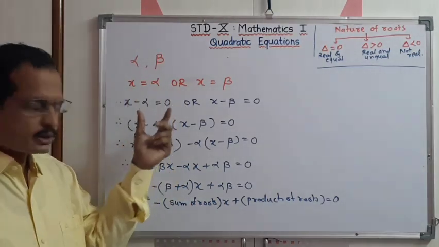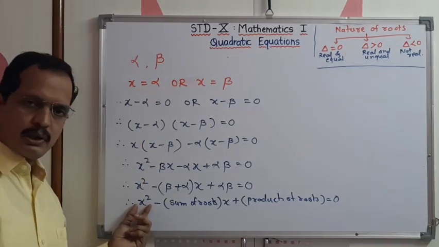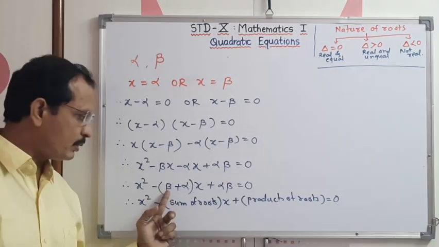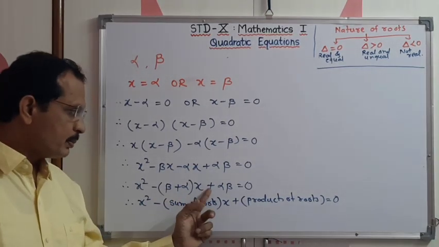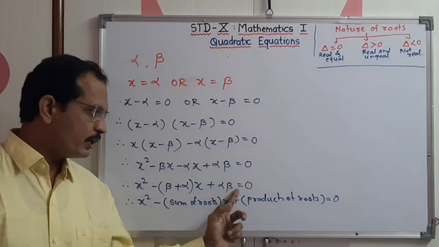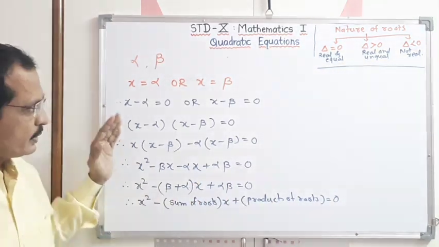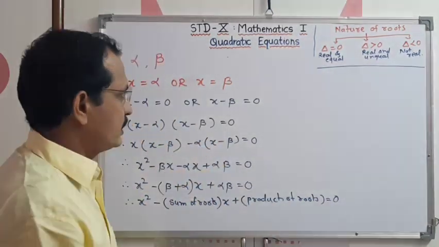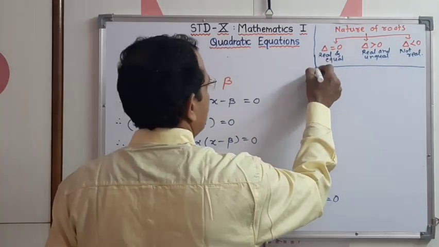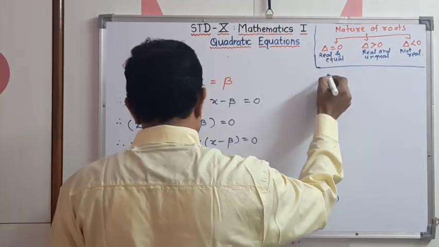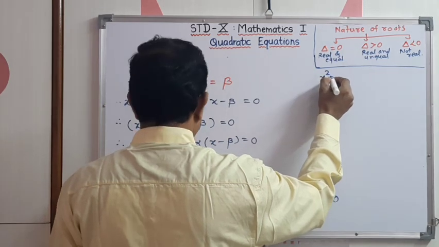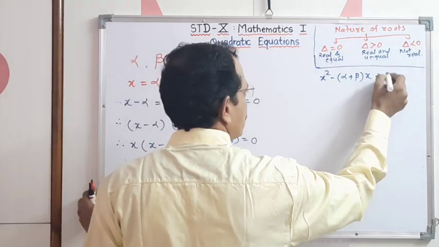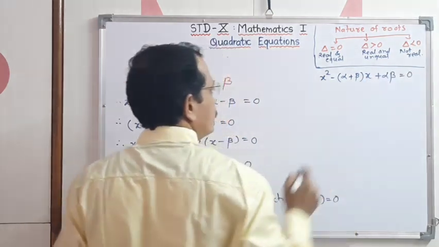If alpha and beta are the roots, then we can write x square minus the sum of the roots, that is alpha plus beta, into x plus the product of the roots, that is alpha into beta, is equal to 0. Therefore this part you have to write in your notebook and remember this. See here, alpha and beta are the roots, then we can write x square minus (alpha plus beta) into x plus alpha beta is equal to 0.